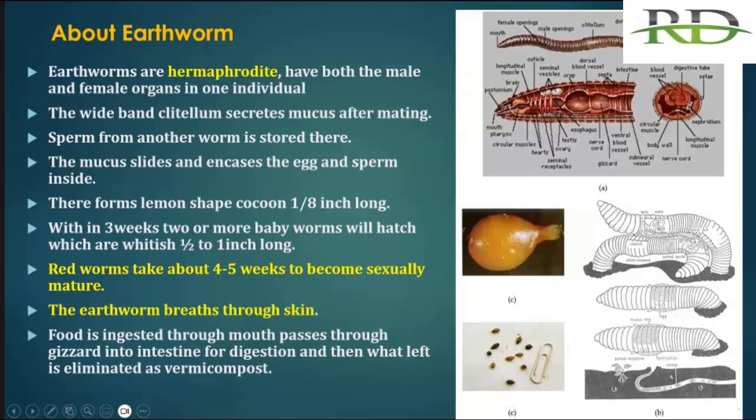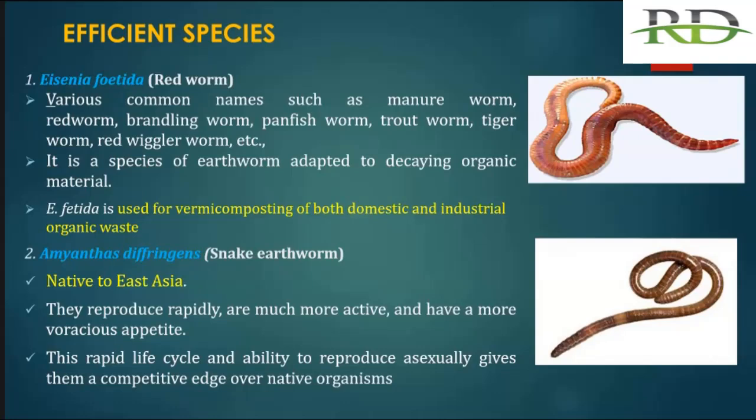So what are the species mostly used for vermicomposting? There are 5 species. One is Eisenia foetida. This is commonly called red worm, brandling worm, panfish worm, trout worm, tiger worm, red wiggler worm, etc. It is a species of earthworm adapted to decaying organic material. This Eisenia foetida is used for vermicomposting of both domestic and industrial organic waste.